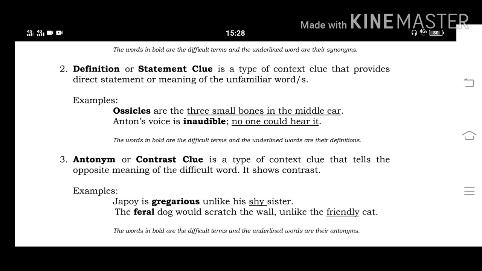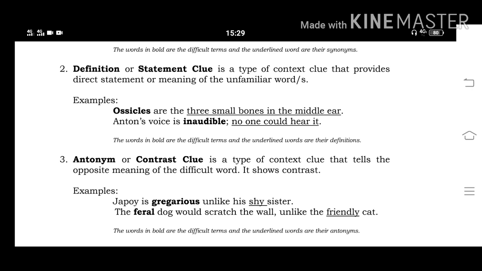Antonym or contrast clue is a type of context clue that tells the opposite meaning of the difficult word. It shows contrast. Okay, opposite meaning, kabaliktaran. So, halimbawa, Japoy is gregarious, unlike his shy sister. So, ang salitang gregarious ay may kabaliktaran na kahulugan na shy. So, ano ibig sabihin ng gregarious? Kung shy ang sister, si Japoy naman ay gregarious.